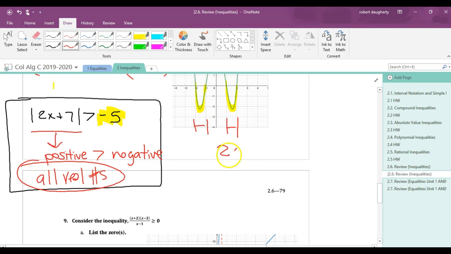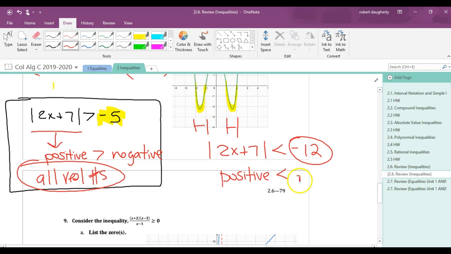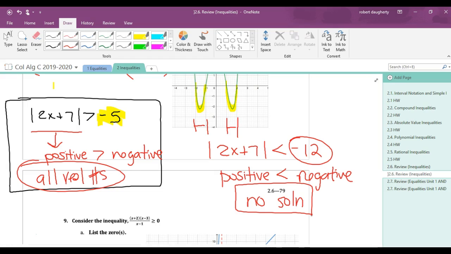Likewise, if you had something like this, the absolute value of 2x plus 7 less than -12. Again, the clue is this negative number here. This is saying I have a positive number on the left side, and this is asking you for what positive numbers are less than negative numbers. There are none. This problem has no solution. So those are the two that you've got to recognize, the solution and how to interpret it, before you start working it and figuring out something that doesn't make sense.